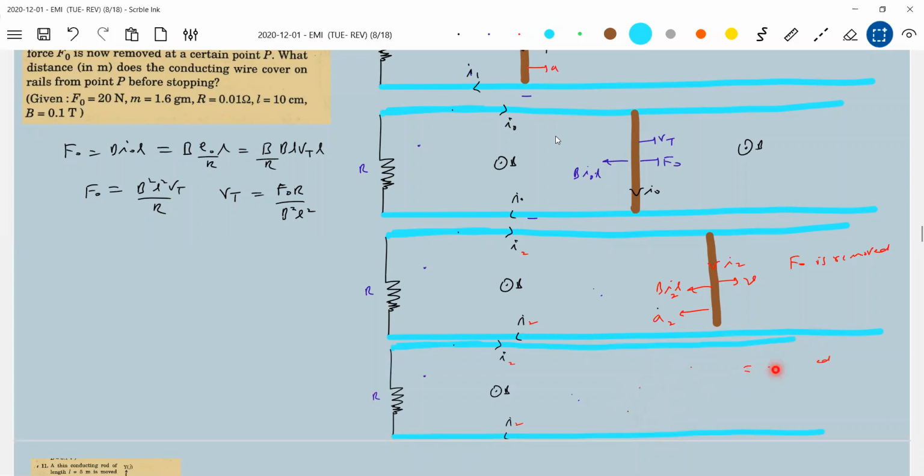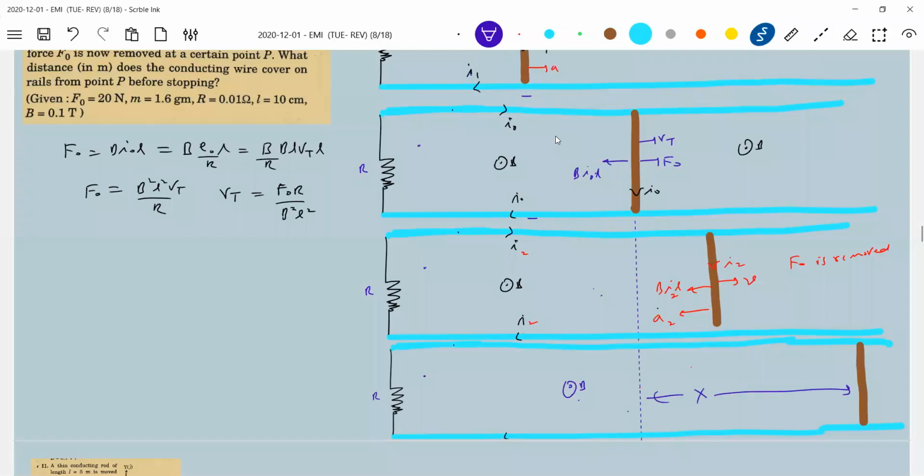He's asking for that distance. Finally, it will come to rest. We have to calculate this distance. Why will it come to rest? This will undergo retardation.